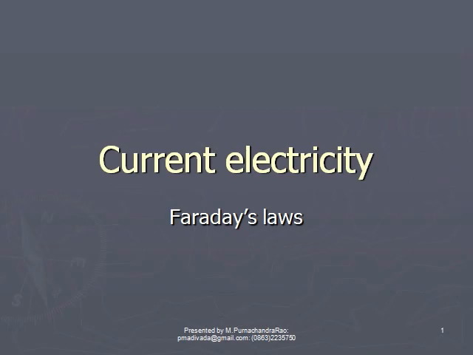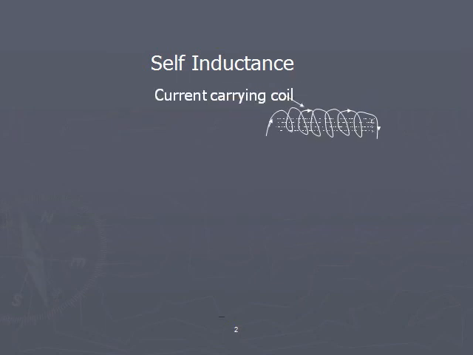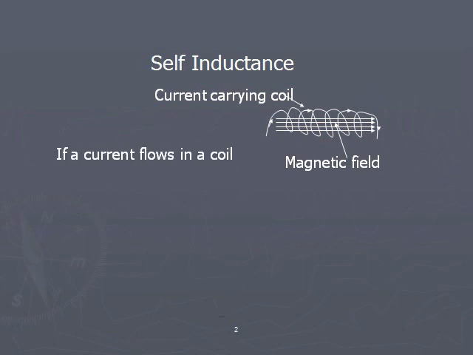In current electricity, now we study Faraday's laws. Self-inductance. To study self-inductance, let us take a coil of wire wound in the form of a spiral. A magnetic field will be created inside the spiral coil, and along the axis of this coil, if a current flow is established in the coil.